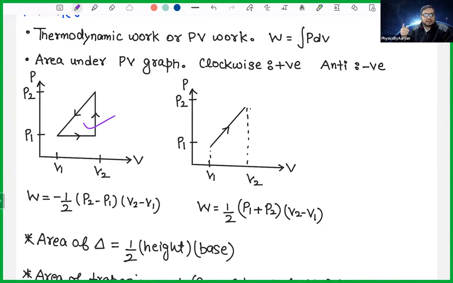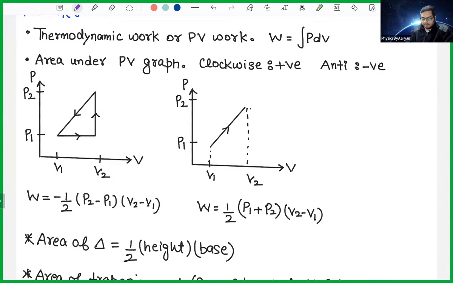It is a triangle and the area of the triangle is given by half into height into base. You can calculate the height of the triangle, which is P2 minus P1, and the base of the triangle is V2 minus V1. So the work done is given by half (P2 minus P1) into (V2 minus V1), and I have put a negative sign because I know that work done in an anti-clockwise process is negative.